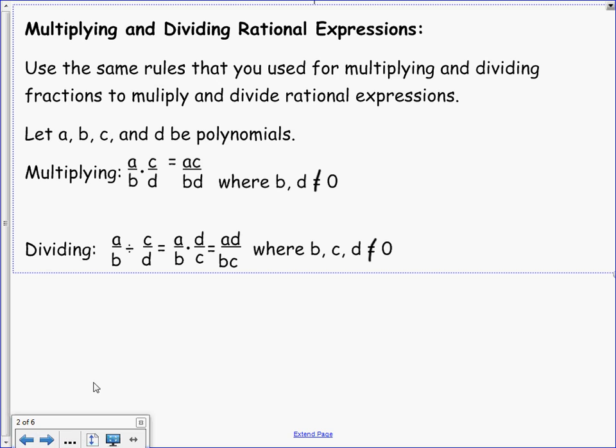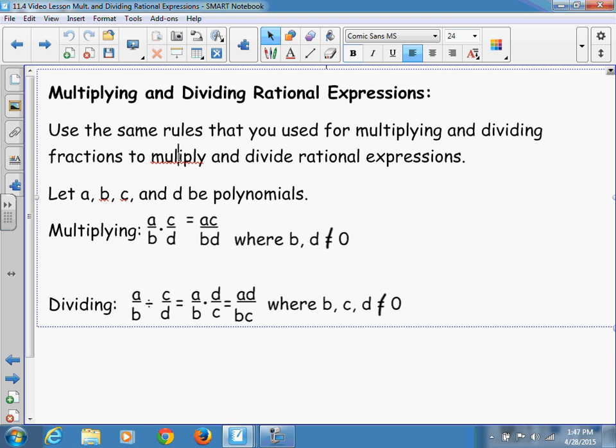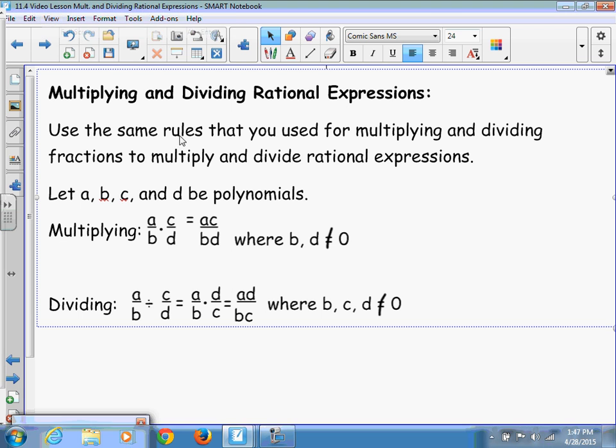Now, really, there's nothing new that you're going to learn today. The rules that you use for multiplying and dividing fractions are the same rules that are going to apply when you are multiplying and dividing rational expressions. So I'm going to just fix this typo here. Sorry about that. All right, go back to full screen.